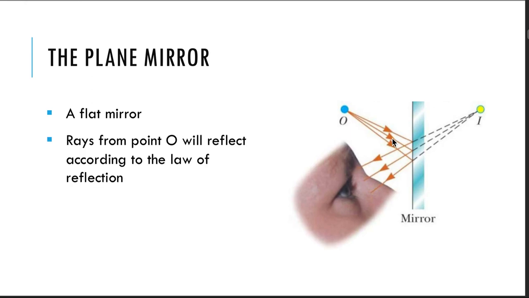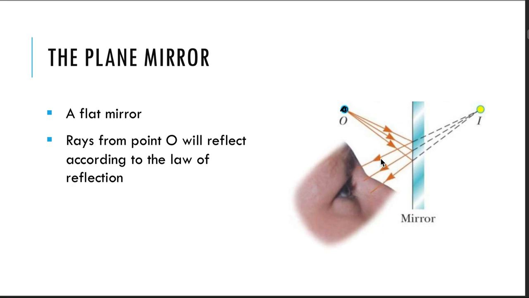So if we just look at how the images are formed, you can see that if our object is point O right here, then the rays follow the law of reflection. That stated that the angle of incidence equals the angle of reflection. If you draw that normal to the surface here, you can see that this is the angle of incidence for this top ray here, and then the angle of reflection here is exactly the same. So all the rays follow the law of reflection, and they all are diverging as they reflect off the mirror.